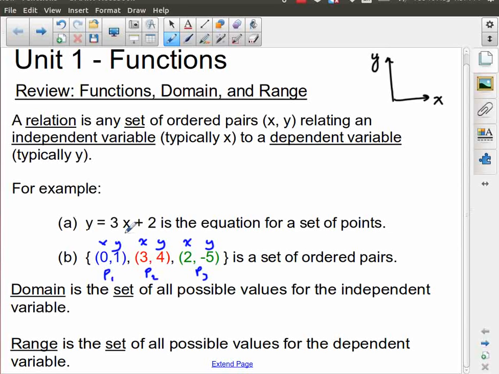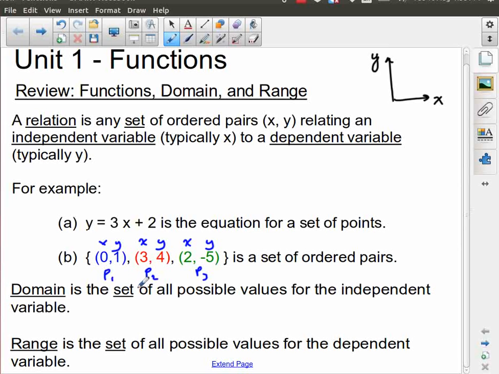Some students get tied up with that and they think about 0 being a prohibited value all on its own. There's nothing magical or special about 0 unless you're trying to divide by it. In this case, multiplying by 0, 3 times 0, there's absolutely nothing wrong with that. So 0 is not a restricted value. As it turns out, there are no restricted values here. So for the set of all possible values, sometimes you can see what those possible values are, and sometimes you look for the impossible or restricted values.